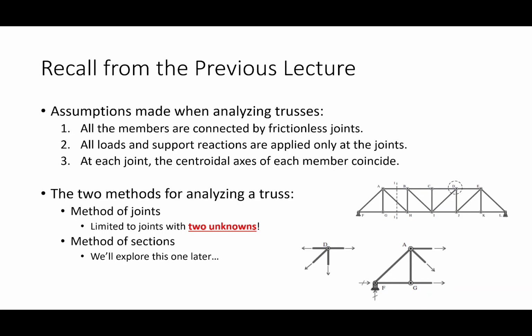Now, why is that? Why can't we start with a joint that has 4 or 5 members framing into it, 4 or 5 unknowns? Why are we limited to joints with 2 unknowns? We have 2 equations of equilibrium. We don't have 3, right? Because at joints there are no moments. The only thing we have is the sum of forces in the x direction and the sum of the forces in the y direction.